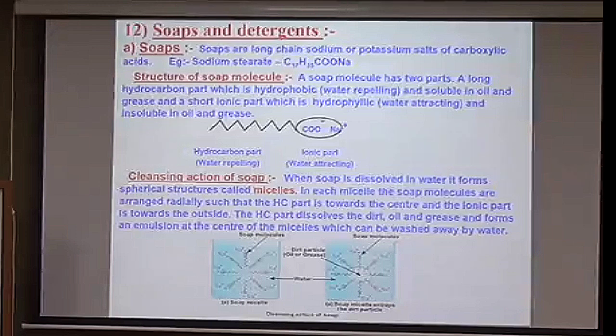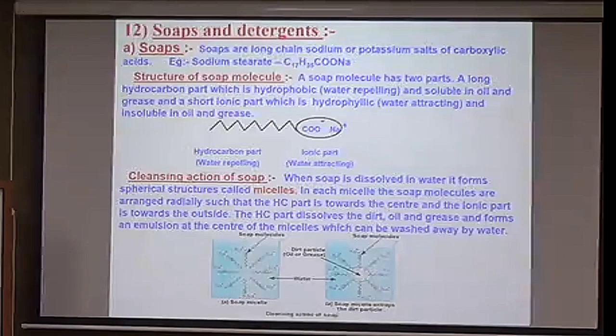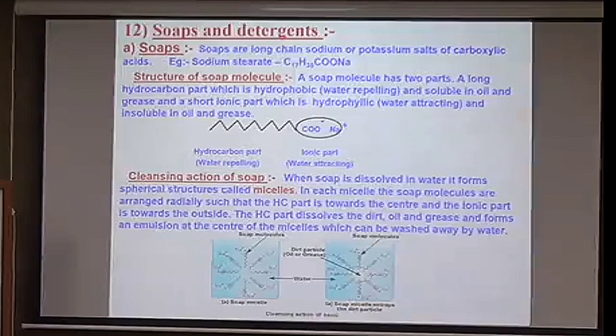What happens when we add dirty clothes to it? Now dirt, as I said, is oily in nature. So all of you can see the other diagram here. Now let this be the dirt. The orientation will change and the carbon chains will dissolve in the oily dirt, whereas the ionic end will remain in water. So what has happened? Here you can see this is water.